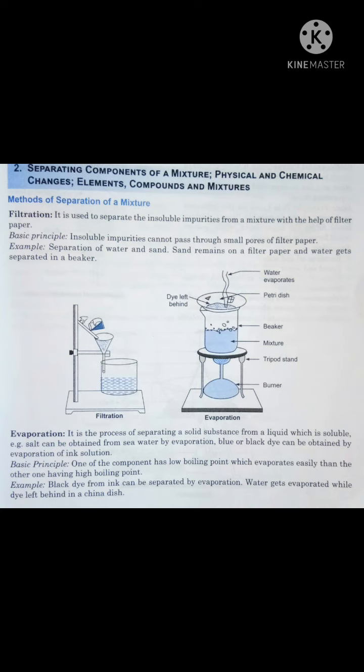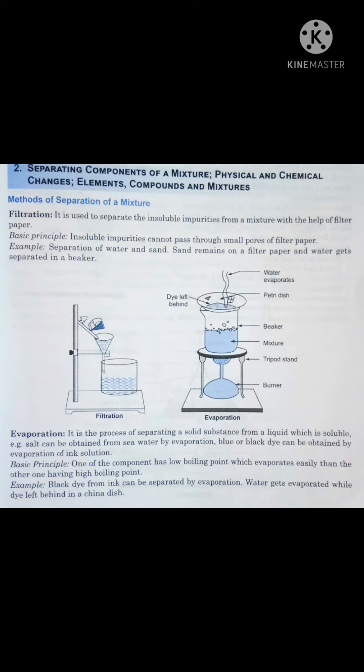Today I am going to discuss methods of separation of mixture. If you go through this picture, you see the first method is filtration. It is used to separate the insoluble impurities from a mixture with the help of a filter paper. So here two things you can underline: insoluble impurities and filter paper. Two important things to remember.